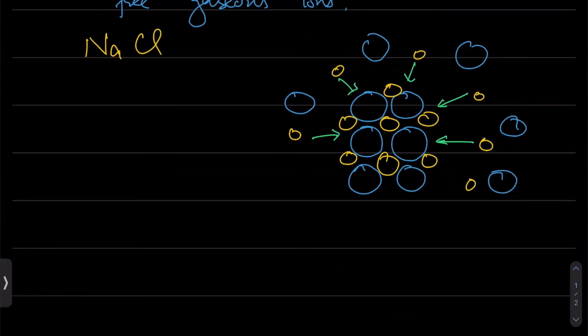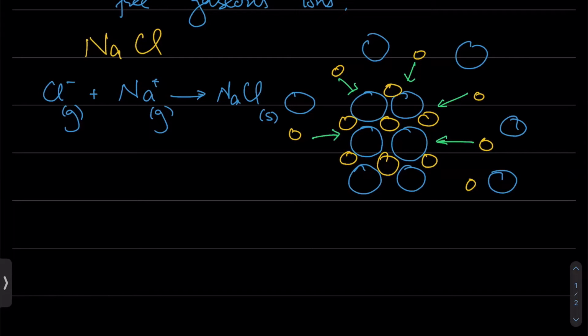So let me write the equation. We can either draw it or we can write the equation for this. So for sodium chloride, the lattice energy is going to be: you take the ions that form this and you bring them close to each other and they form sodium chloride solid. So they're gaseous before this happens and they form the sodium chloride solid.